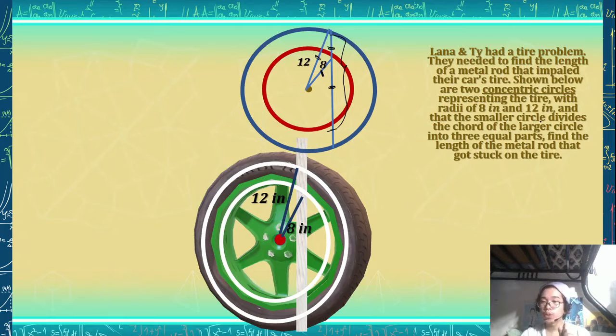This is a very important clue. Okay, so what did it say? The smaller circle divides the chord of the larger circle into 3 equal parts. We need to find the length of the metal rod that got stuck on the tire. So how are we gonna do that? First, let's look at the most important clue that we have here. The chord, or this metal rod that's stuck inside of the tire, divides the circle into 3 congruent, or same sides, or 3 equal parts.